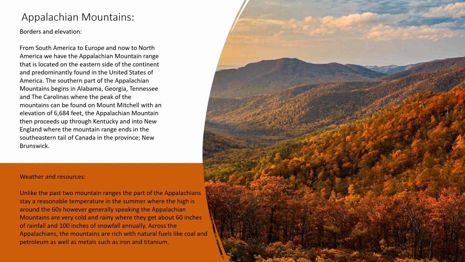Unlike the past two mountain ranges, parts of the Appalachians can stay a reasonable temperature in the summer, where the high is around the 60s. However, generally speaking, the Appalachian Mountains are very cold and rainy, where they get about 60 inches of rainfall and 100 inches of snowfall annually. Across the Appalachians, the mountains are rich with natural fuels like coal and petroleum, as well as metals such as iron and titanium.